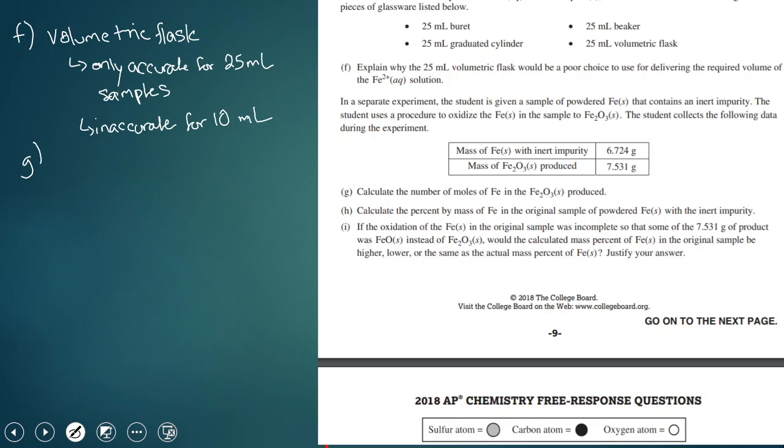Okay. So we have a separate experiment now where we're given some powdered iron with an inert impurity. The student uses a procedure to oxidize the iron into Fe2O3, and we have this data now. So we have 6.724 grams initially, and now we have 7.531 grams of Fe2O3 produced. It says calculate the number of moles of Fe in the Fe2O3 solid produced.